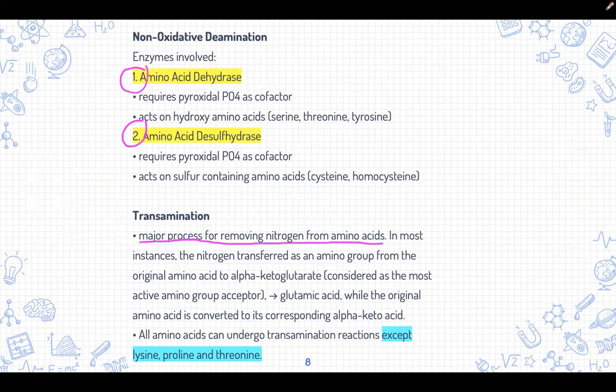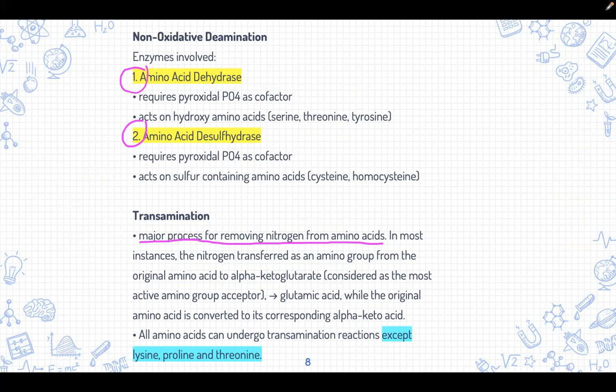In most instances, the nitrogen is transferred as an amino group from the original amino acid to alpha-ketoglutarate. It is considered as the most active amino group acceptor. Again, yung alpha-ketoglutarate is considered the most active amino group acceptor. Then we'll convert it to glutamic acid, while the original amino acid is converted to its corresponding alpha-keto acid.